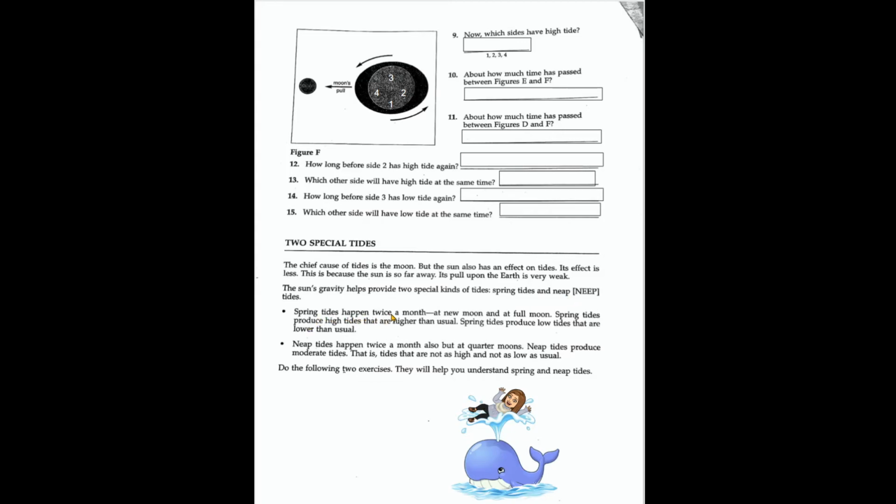Spring tides happen twice a month, at new moon and full moon. Spring tides produce high tides that are higher than usual. Spring tides produce low tides that are lower than usual. Neap tides happen twice a month, also, but at quarter moons. Neap tides produce moderate tides, that is, tides that are not as high and not as low as usual.